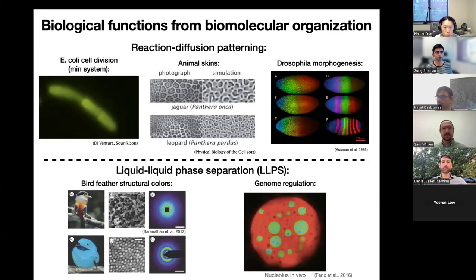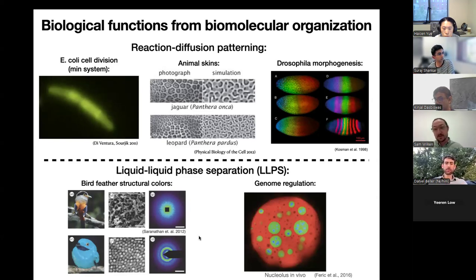But the one physical principle I'm most interested in today, and one that's relatively recently discovered, is that of liquid-liquid phase separation, which uses the physics of binodal coexistence, let's say, to organize biomolecules inside living systems. So here's one example on the left, which is more of a physical one, where these phase-separated droplets of beta-carotene in tropical bird feathers lead to these brilliant structural colors. That is a scattering effect, essentially, from the phase separation process.